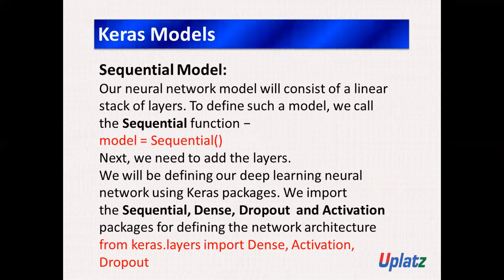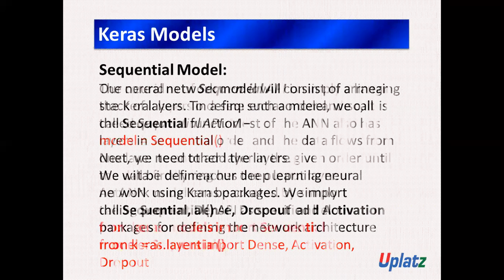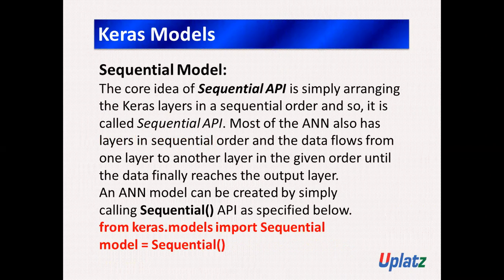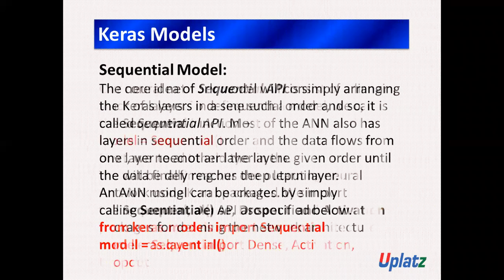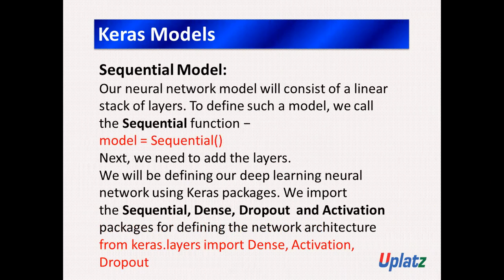Once you import sequential from keras.models, like this, from keras.models import sequential, and then model is equal to sequential, after that we need to add the layers. We will be defining our deep learning neural network using Keras packages. So we import the sequential, dense, dropout, and activation packages for defining the network architecture. What we need to do next is add the layers.